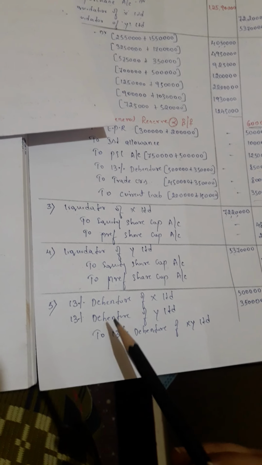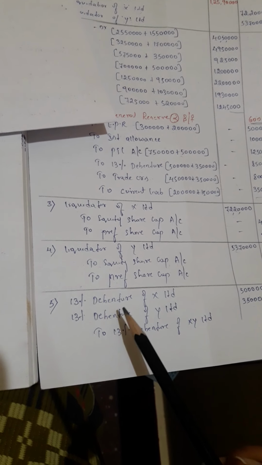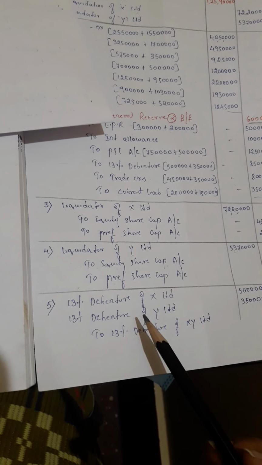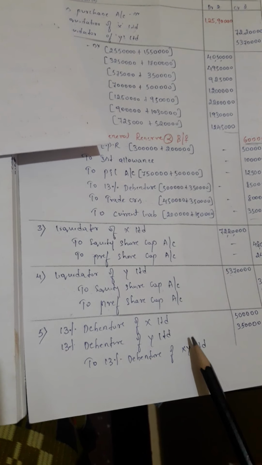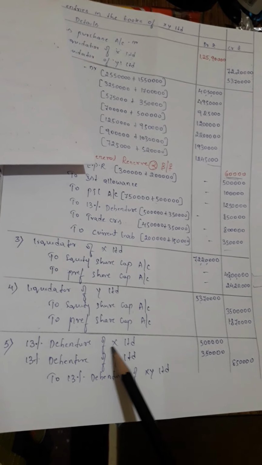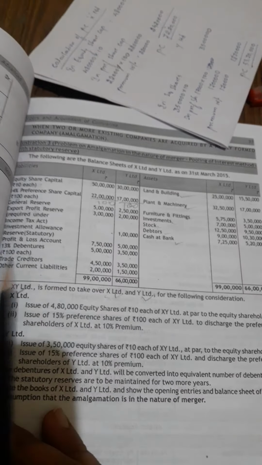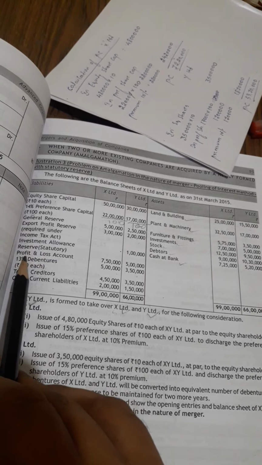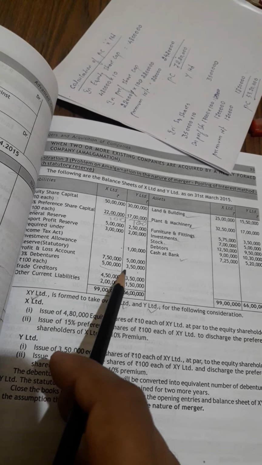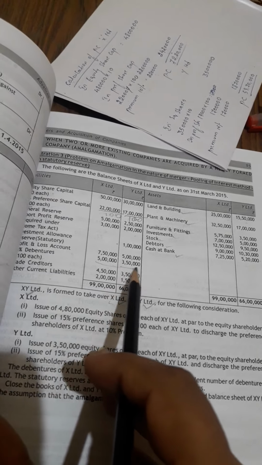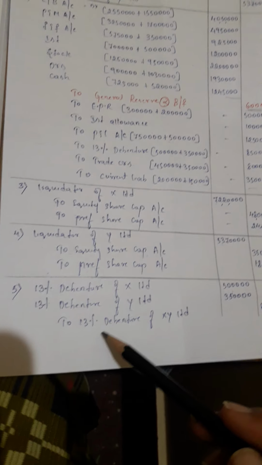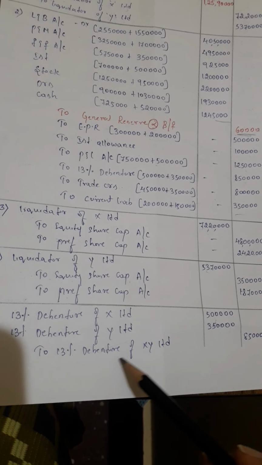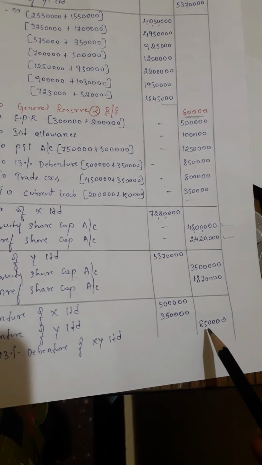Last journal entry: in one of the adjustments they said the debentures of X and Y Limited will be converted to debentures of XY Limited. It means here 13% debenture of X Limited 5 lakh and 13% debenture of Y Limited 3 lakh 50,000. These two values will be taken over by XY Limited to 13% debenture of XY Limited 8 lakh 50,000.